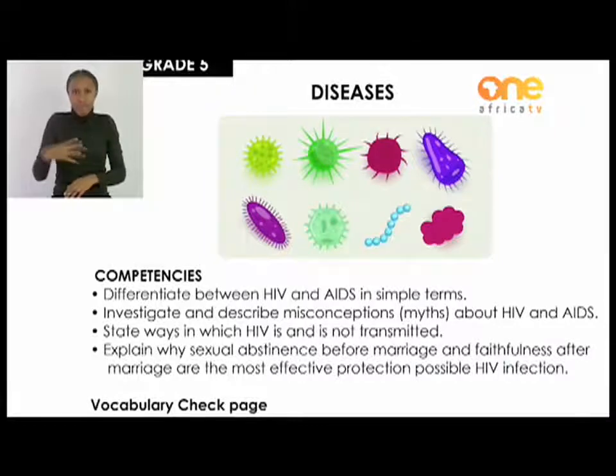At the end of this lesson, each and every learner should be able to differentiate between HIV and AIDS in simple terms, investigate and describe misconceptions and myths about HIV and AIDS, state ways in which HIV is and is not transmitted, and explain why sexual abstinence before marriage and faithfulness after marriage are the most effective protection possible for HIV infection.